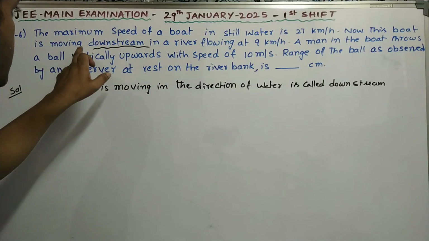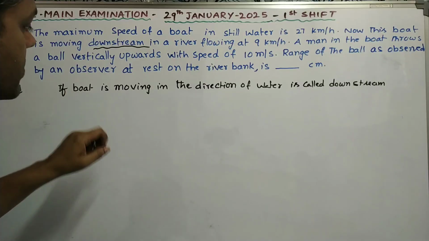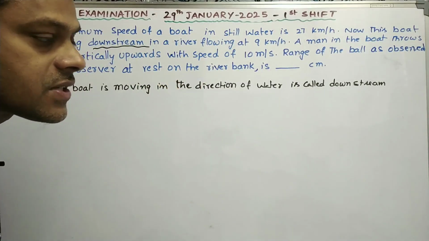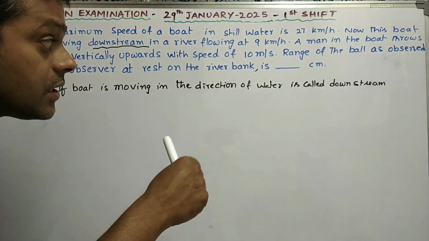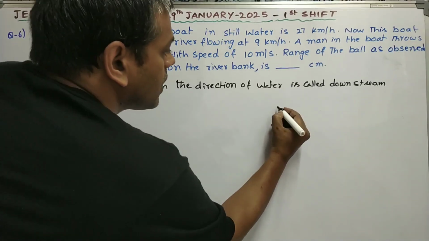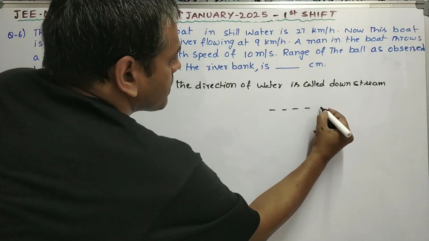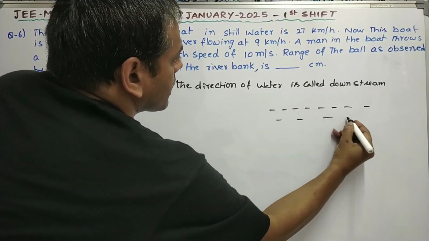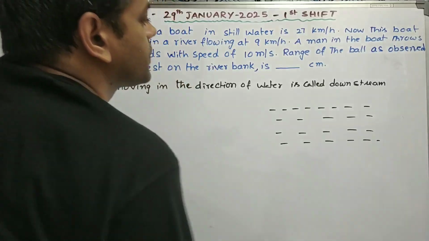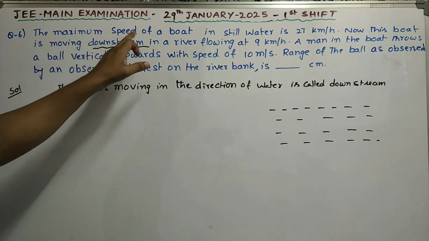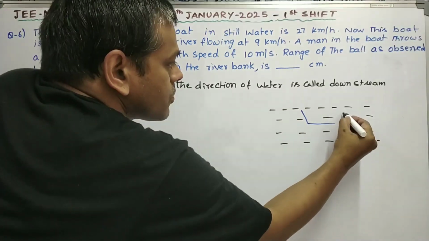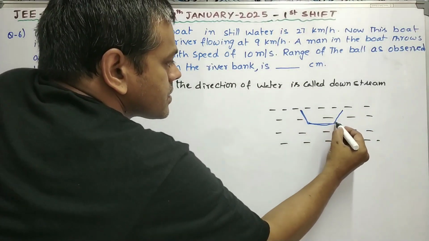Now, what is given? Downstream is given in the question. What is the meaning of downstream? If the boat is moving in the direction of the water in a river, it is called downstream. If the boat is moving in the opposite direction of the flow of water in the river, that is called upstream. This we can understand with the help of a diagram. In this case, this is the river. In this river, the maximum speed of the boat in still water, suppose this is the boat here.